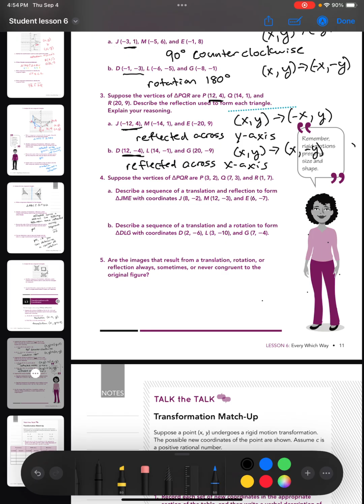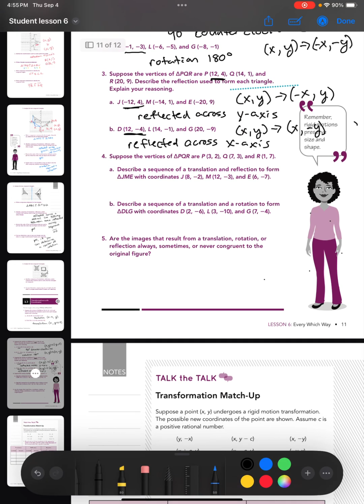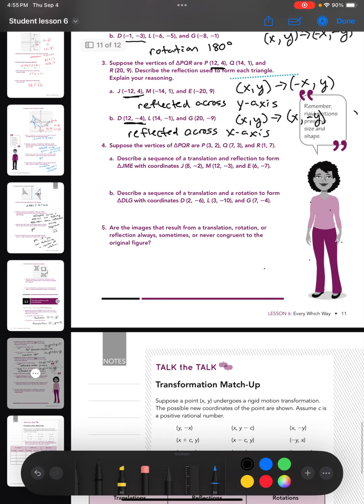All right, so as I mentioned, try number 4. Number 4 is a little tougher. Once you do it, I'll go ahead and give you the answers. If you want to pause the video and try it, you should find that you've used a rule with 2 transformations happening: (x, y) first reflected across the x-axis, becoming (x, -y), and then it's translated up 5 units. So the final rule that happened was (x, -y + 5).